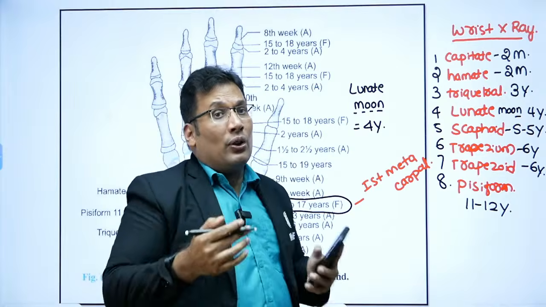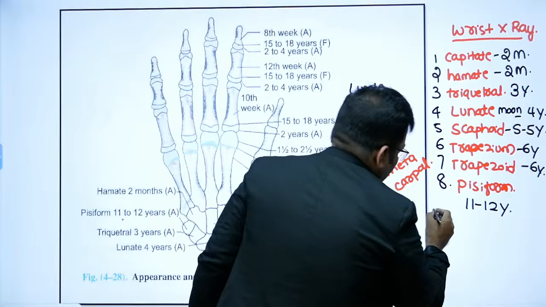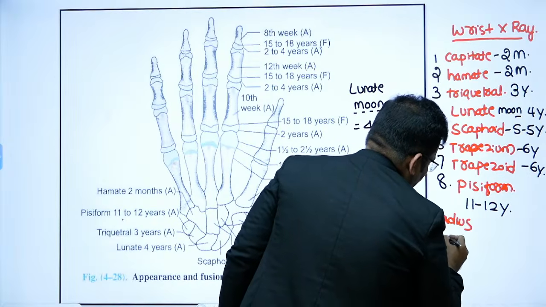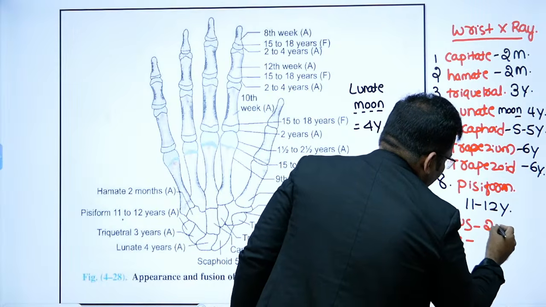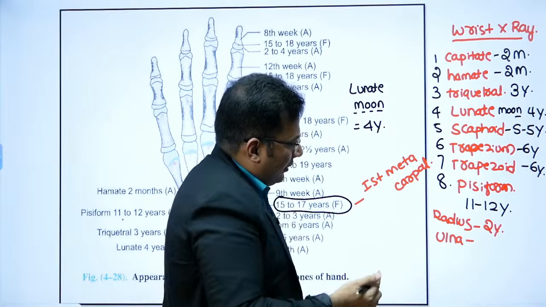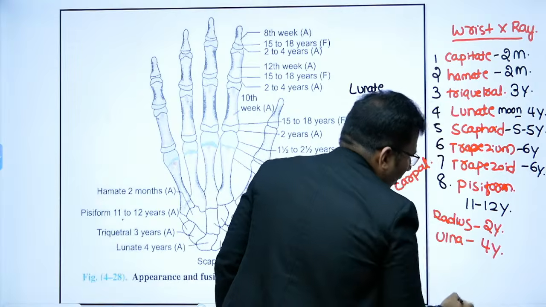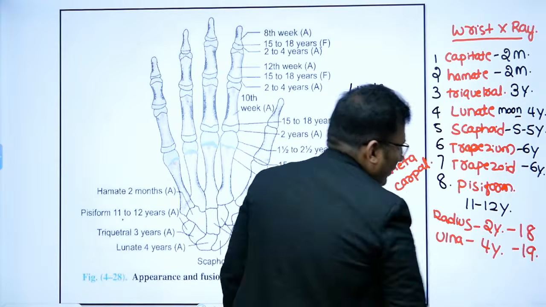Now let's see about the radius and ulna. The lower end of the radius appears at 2 years. The lower end of the ulna appears at 4 years. The fusion normally occurs at 18 years for the radius and 19 years for the ulna.